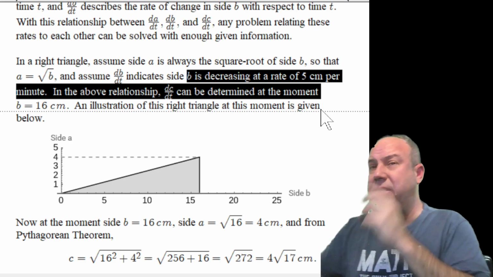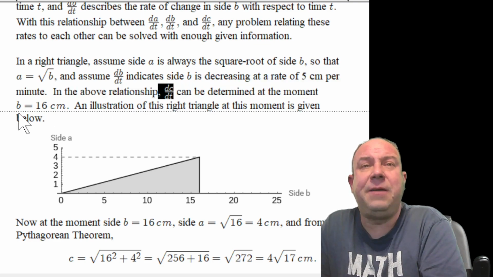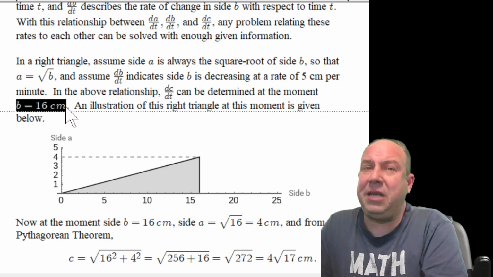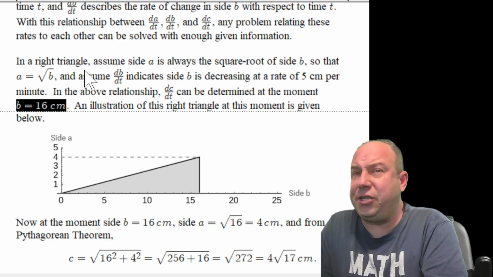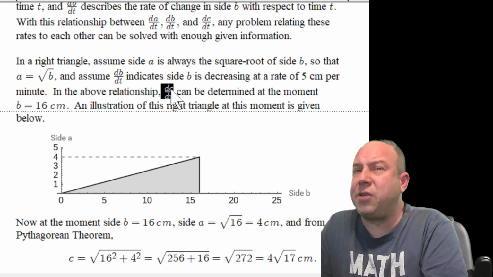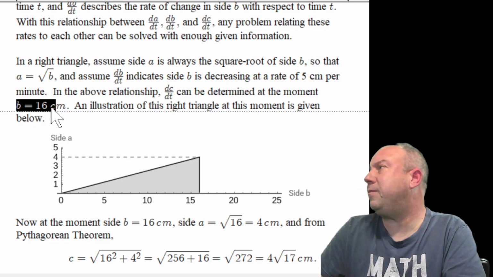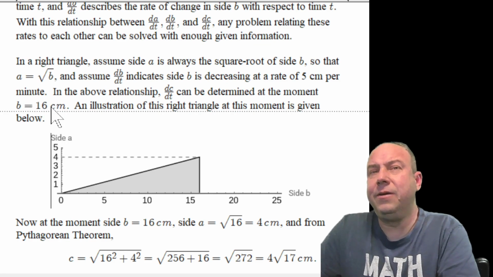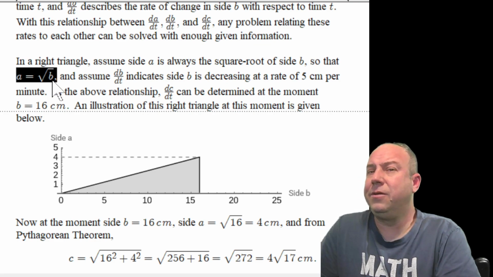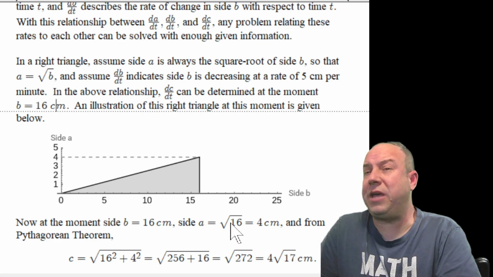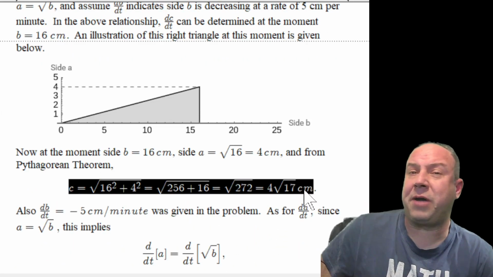And we became interested in what was the rate of change in side C with respect to time t at the moment side B was 16 centimeters. With this little bit of given information and knowledge, we were able to solve for dC/dt at that exact moment. Using the relationship between A and B to find A, and once we had A's measure, we could say what C measures at this particular moment using the Pythagorean theorem.